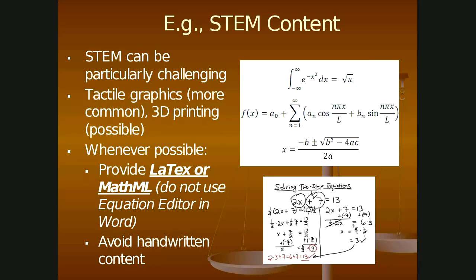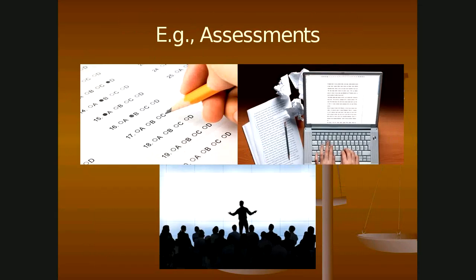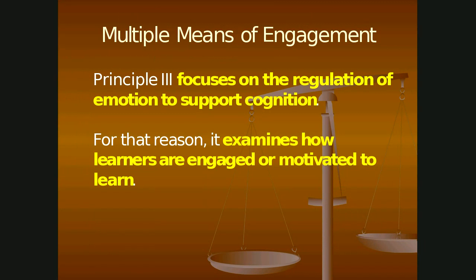All right, thank you. And then for multiple means of engagement, I was talking to one of the researchers over at CAST, and she said it in a great way, which is that the purpose of multiple means of engagement is really to focus on the regulation of emotion to support cognition. So how do you engage learners and keep them motivated to learn?